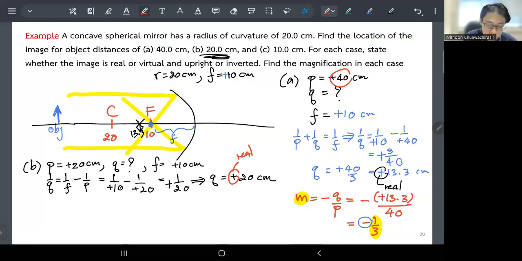All right, but anyway, the positive sign for the image means the image is real. So it means it's going to show up in front. Where? 20 centimeter. So now I know the image will be at 20 centimeter in front of the mirror. Upright or inverted, keep going, guys. M is negative Q over P. Q is positive 20, let me omit the unit here, over 20, positive, that's for P. And that's negative 1. Whoa, what does it mean?